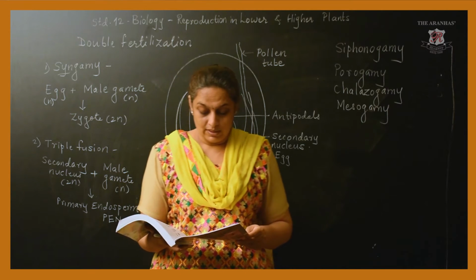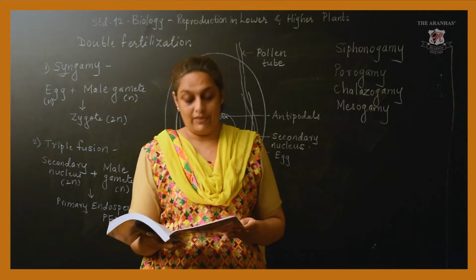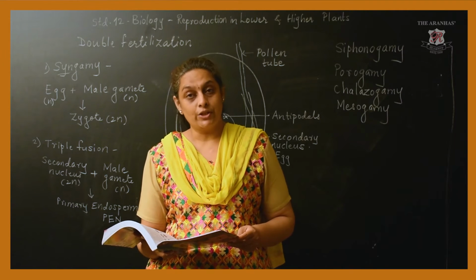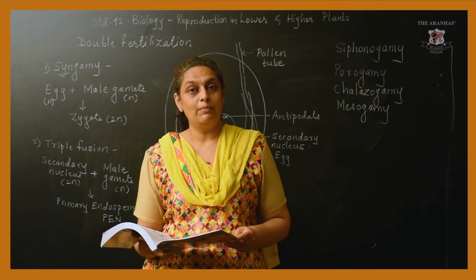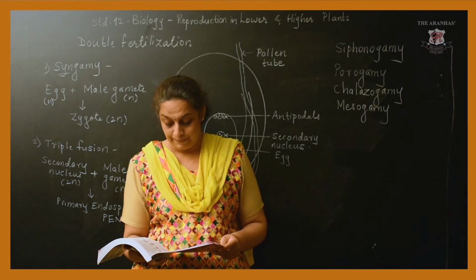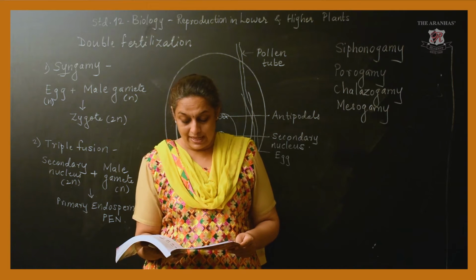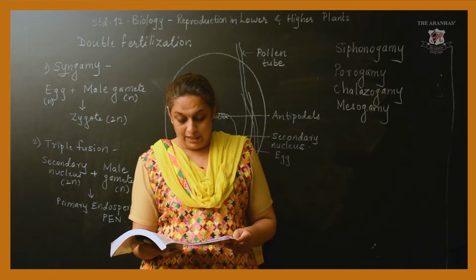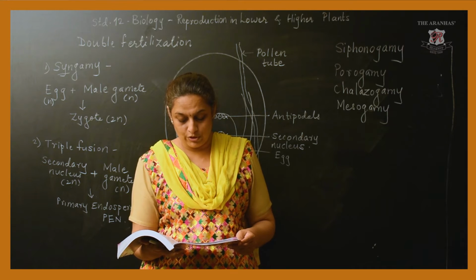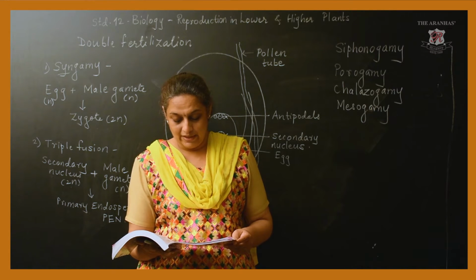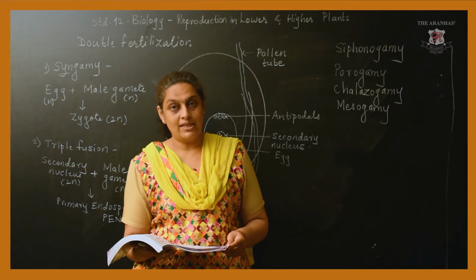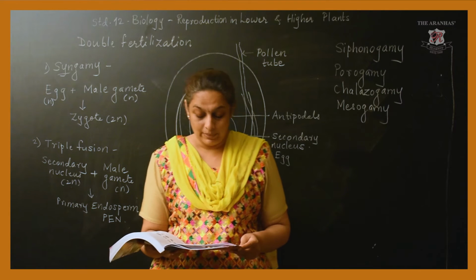Now we will do significance of double fertilization. It is a unique feature of angiosperms. I have told you, in the plant kingdom only angiosperms show this particular feature. It ensures that the parent plant invests a seed with a food store only if the egg is fertilized. So this is the way by which a seed is formed.